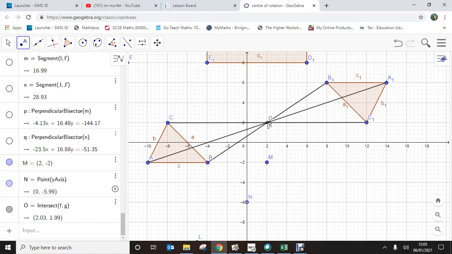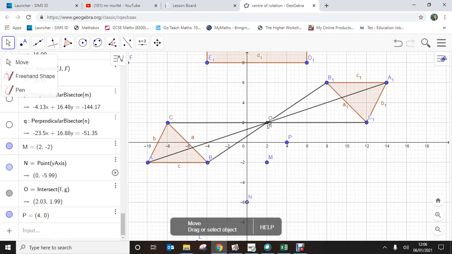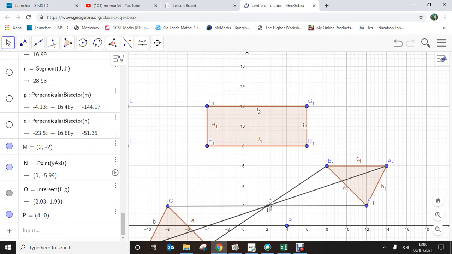Now in this case, for a 180 degree rotation, it doesn't matter whether it has gone clockwise or anti-clockwise, because it is exactly the same. It'll be in exactly the same place. If I rotate 180 degrees, whether it be clockwise or anti-clockwise, it would still stay in the same place.